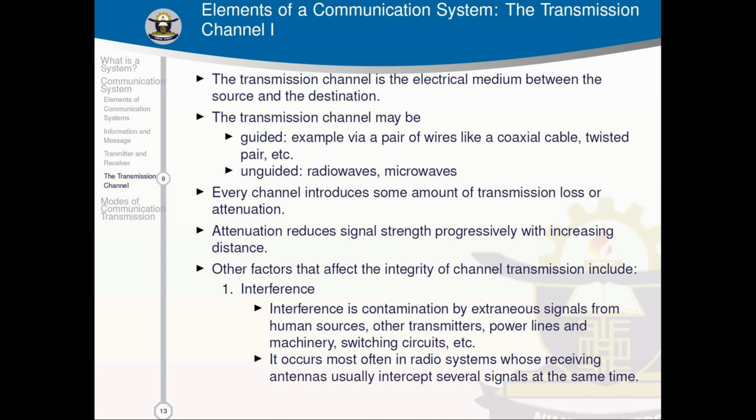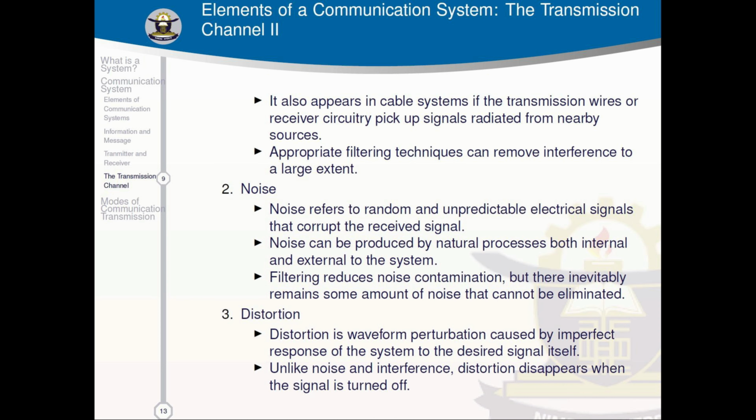Interference usually occurs from extraneous signals from other transmitters, power lines, machinery, switching circuits, etc. Most of the time, receiving antennas intercept several signals at the same time, and when it happens, these signals can cause interference in the original signal that the receiver has been tuned to. And in cable systems, interference can occur if the transmission wires or the receiver circuitry picks up signals radiated from nearby sources. The appropriate filtering techniques, when employed, are able to remove interference to a large extent.